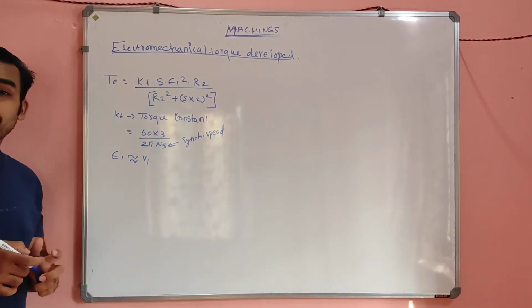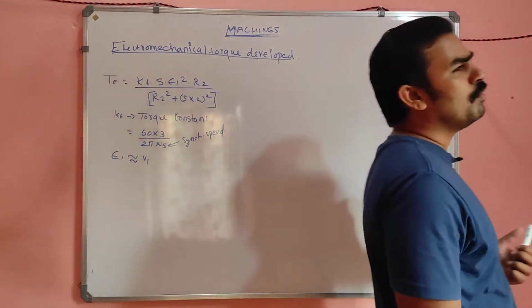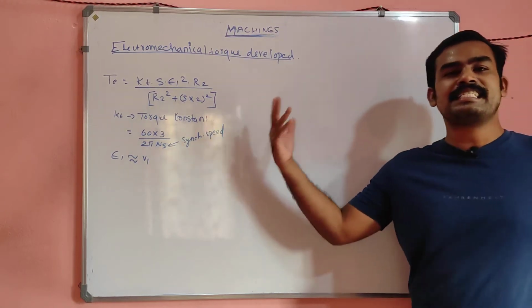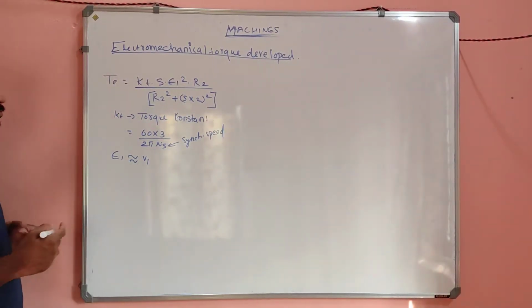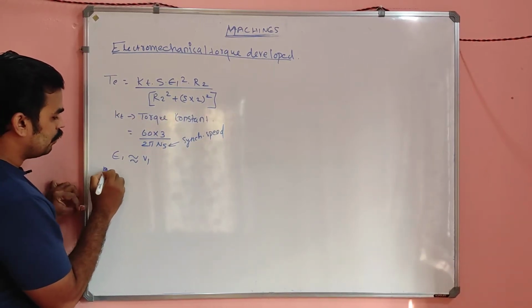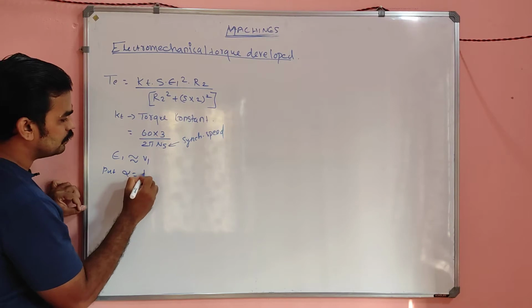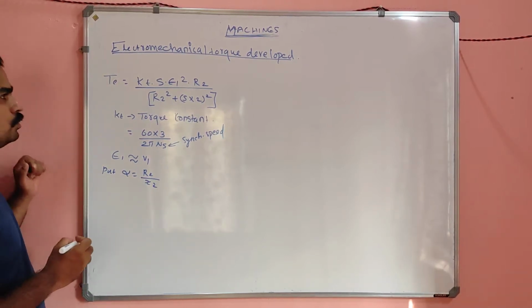You know this because you already learned the equivalent circuit of the induction motor, right? So I think you are already familiar with these parameters. S is nothing but the slip, correct? So I am going to make a small change in this equation. Let alpha is equal to R2 by X2.